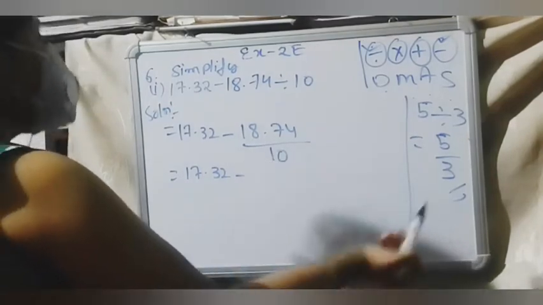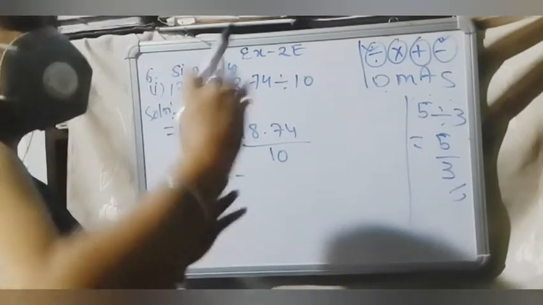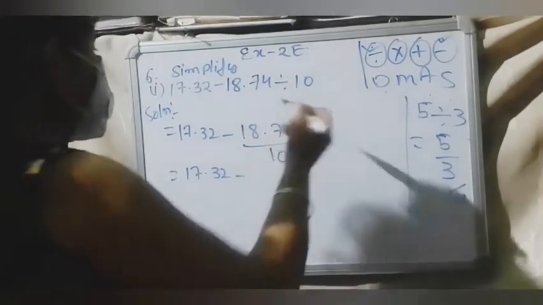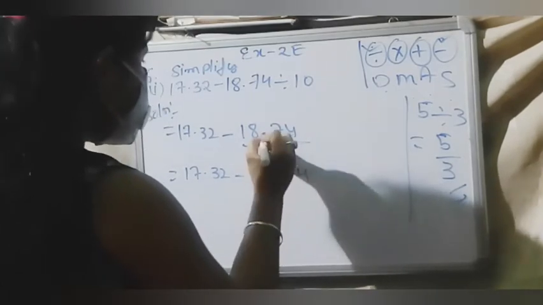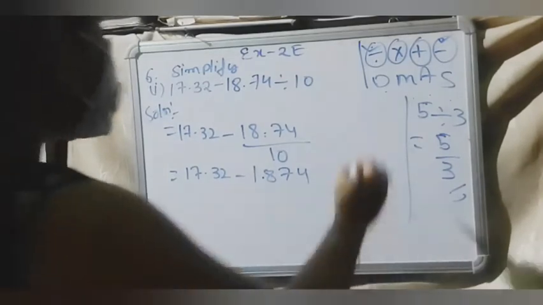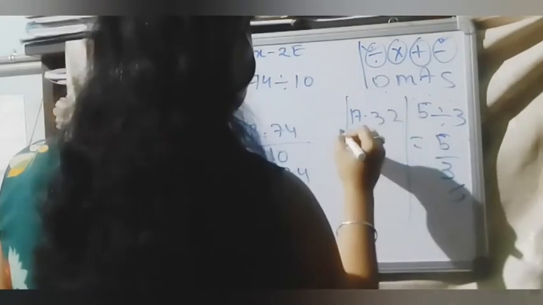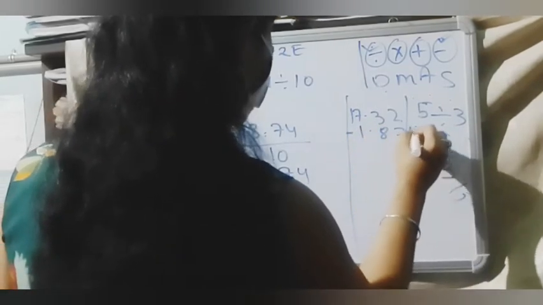Divided by 10 means you have to add another digit after the decimal point. So here I will write 1874. This decimal point I have shifted here. Now in rough you subtract this one, 17.32 minus 1.874.